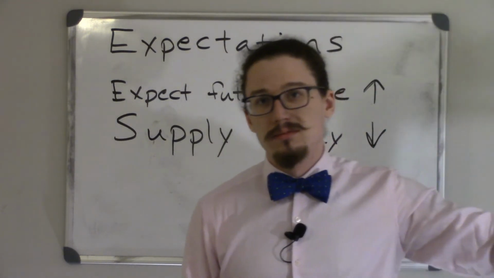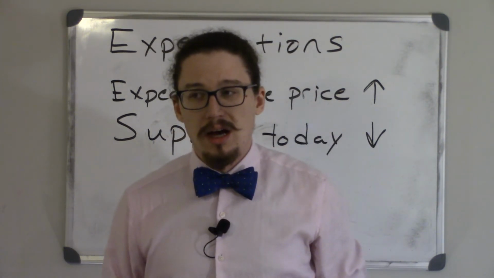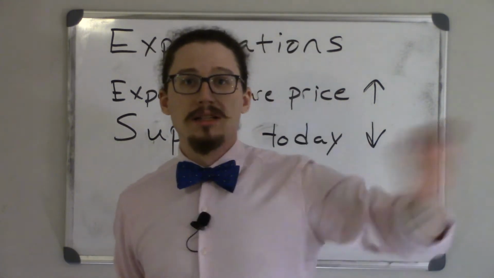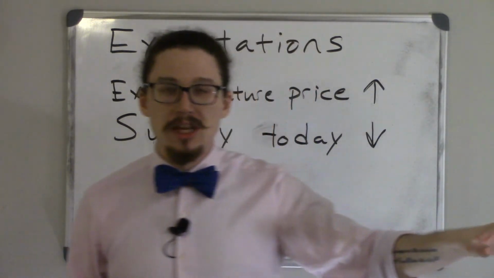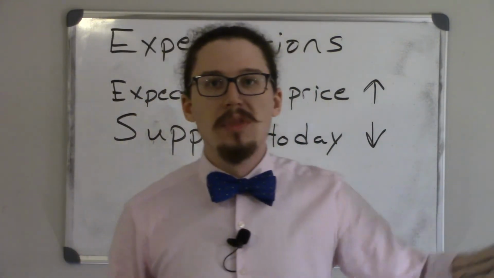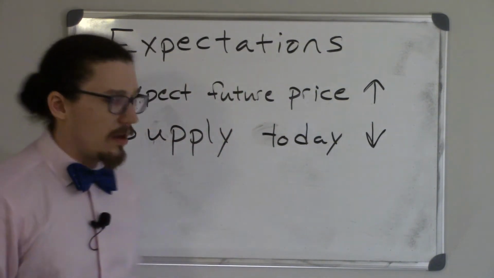So say instead of getting a lower price today, I'm going to wait and try to get that higher price. So I'm going to take my goods. I'm not going to sell them today, so they're not available. I'm not willing to sell them, so they don't factor into supply. And then I'm going to sell them later on.